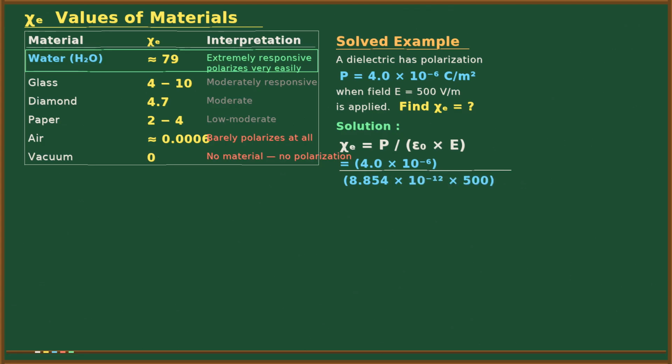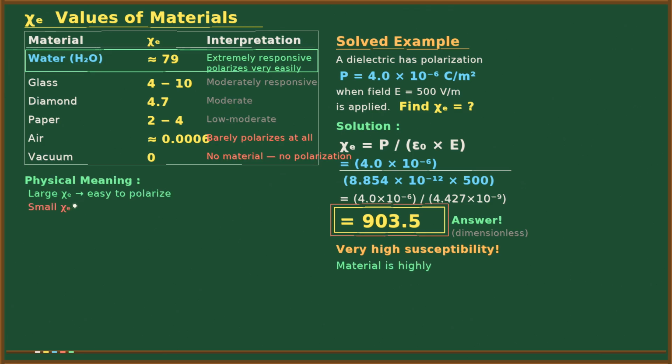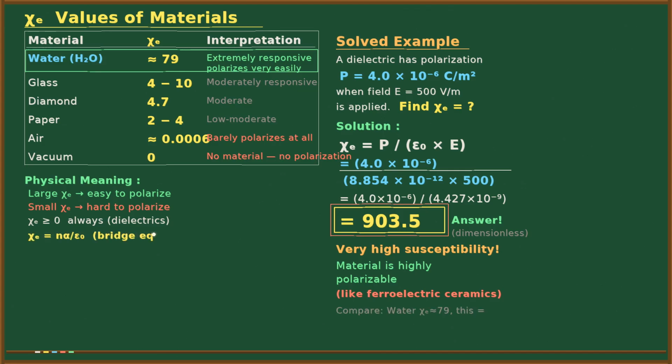Chi sub E equals P over epsilon naught E, which equals 4.0 times 10 to the power of minus 6 divided by 8.854 times 10 to the power of minus 12 times 500, which equals 4.0 times 10 to the power of minus 6 divided by 4.427 times 10 to the power of minus 9, which equals 903.5. Answer: chi sub E is approximately equal to 903.5. This is a very high susceptibility. The material is highly polarizable, like ferroelectric ceramics.